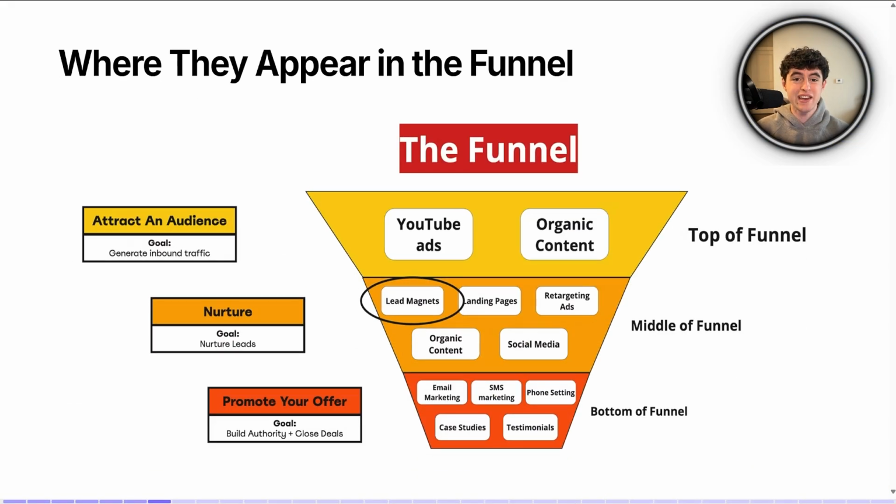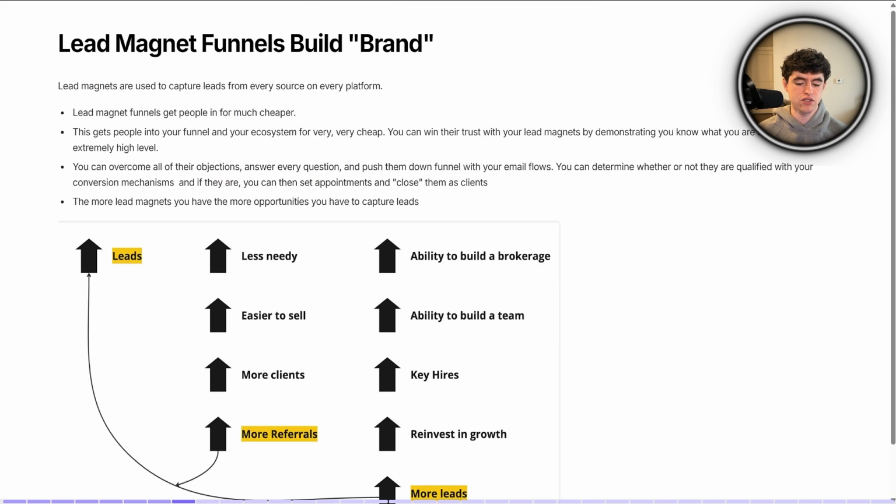And so starting off with step number 2, we have understanding the lead magnets themselves. So lead magnets appear in the funnel at middle of funnel. Again, their goal is to nurture the leads. So lead magnet funnels build brand. Essentially what that means is lead magnets are used to capture leads from every source on every platform. Lead magnet funnels get people in for a lot cheaper in terms of return on investment. This gets people in your funnel and in your ecosystem for very, very cheap.